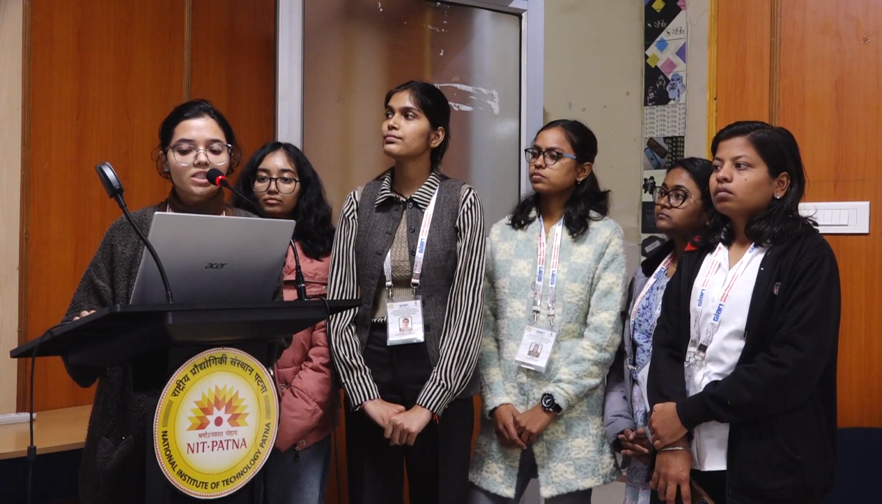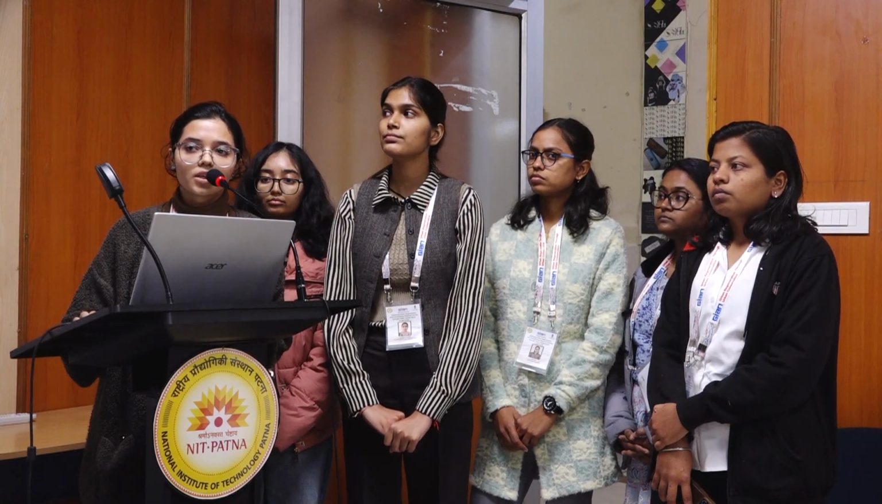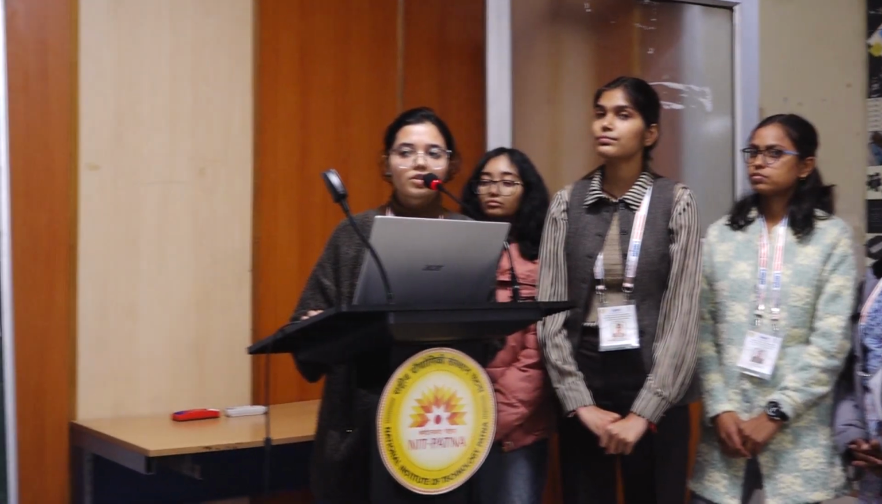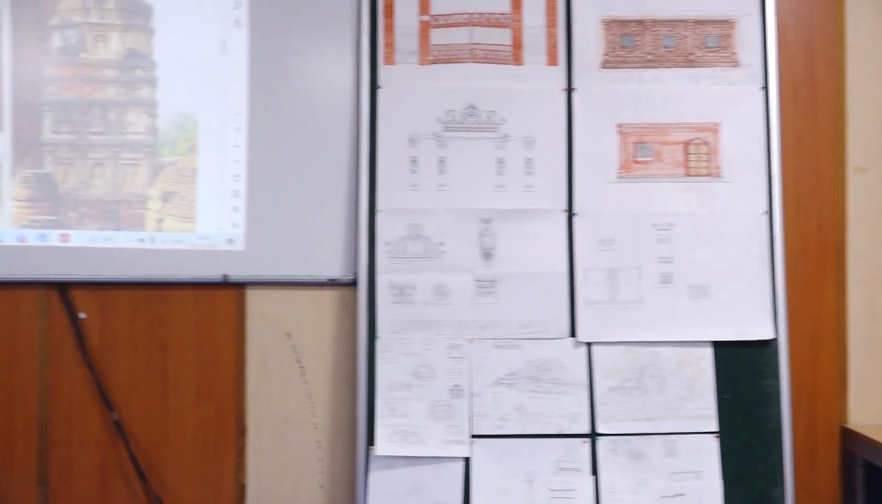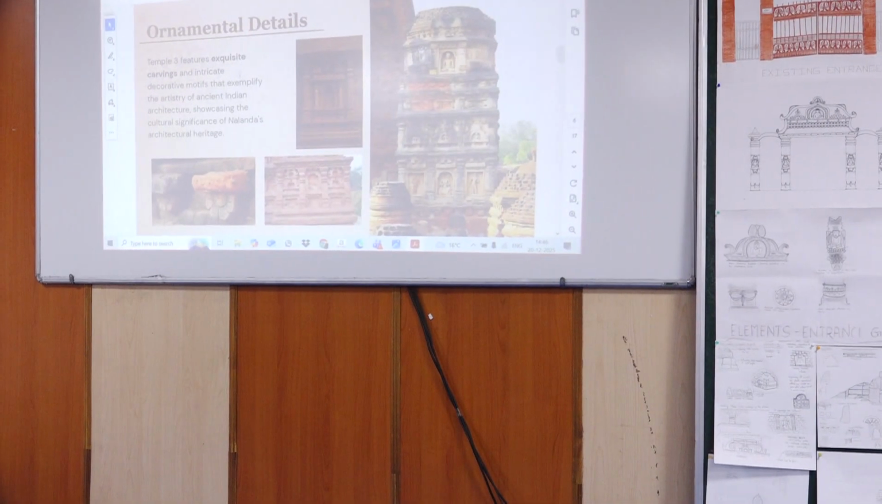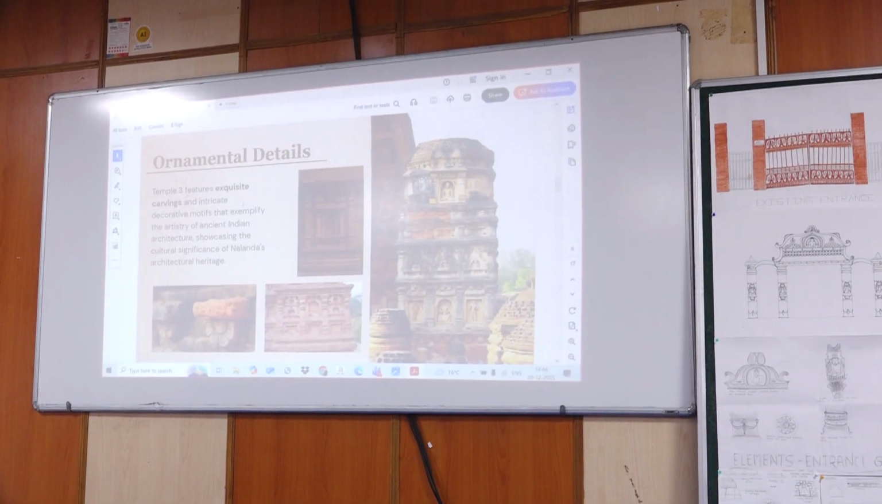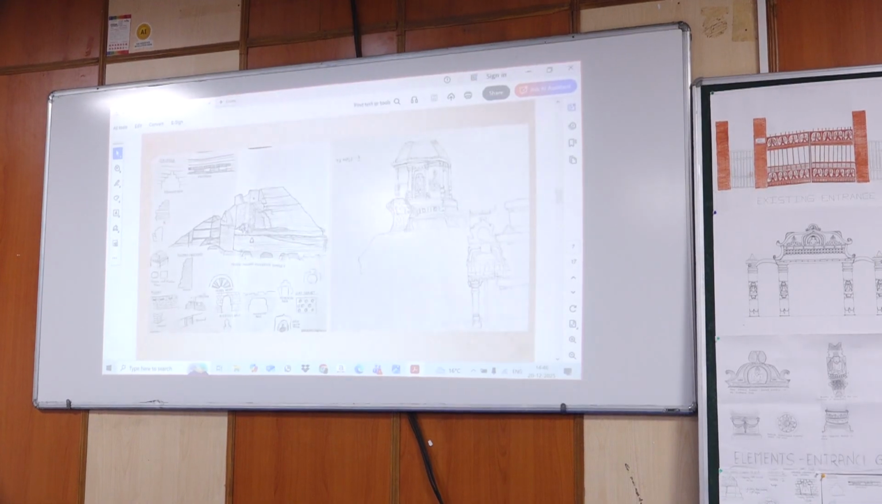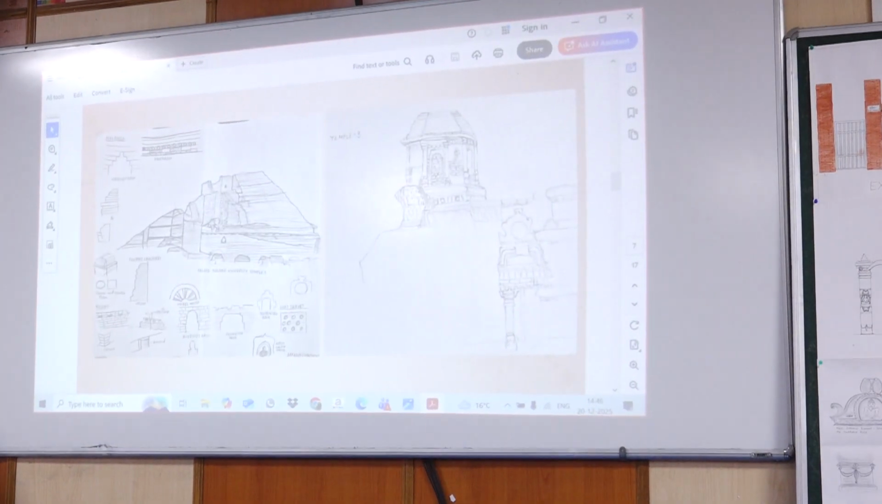Some of the ornamental details you can see, there was a very beautiful pillar about Temple 3 that we tried to document, as well as that flower motif over there, and a series of decorative arches that we tried to incorporate. These are our freehand sketches that we tried to do on the site.